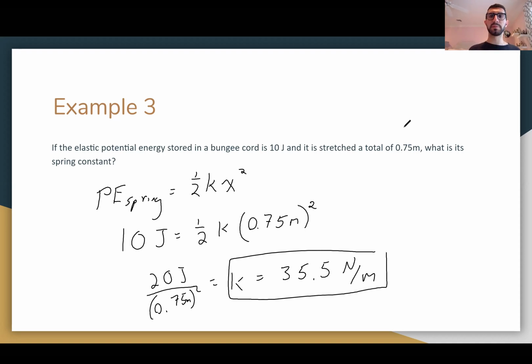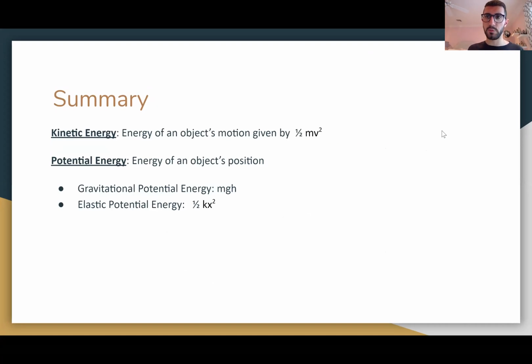So this is how we would do problems relating to either potential energy or kinetic energy. It's just the calculations using the equations that are given to us. So in summary, we have two different types of energies that we are going to focus on in this class. We have kinetic energy, which is the energy of an object's motion, given by 1/2 mv squared. And we have potential energy, which is the energy of an object's position. We have gravitational potential energy and elastic potential energy.